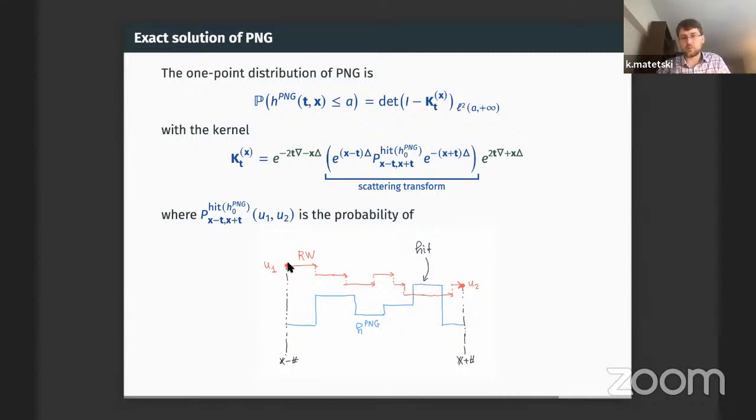So now we have this random walk with Poissonian jumps. We look at the probability that it goes from point U1 to U2 on the time interval between X minus T to X plus T, and that on this time interval it goes below the function for the PNG at time zero. So for example, here the random walk goes from U1 to U2 and it hits the curve, the blue curve. It goes below the blue curve.